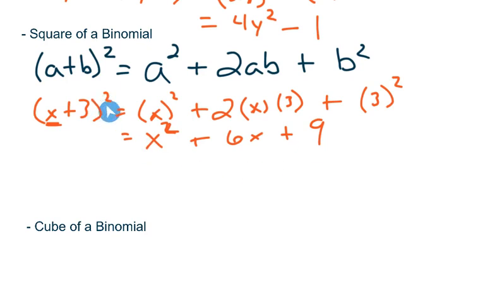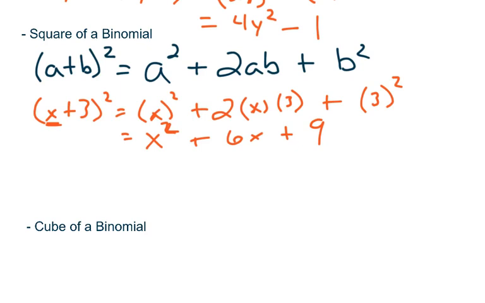This exponent right here is not distributive to each term in the parentheses. It is not x squared plus 9. It's x squared plus 6x plus 9. There's a term in the middle that you wouldn't get if you just distributed the 2 and made it x squared plus 9. That is not correct.